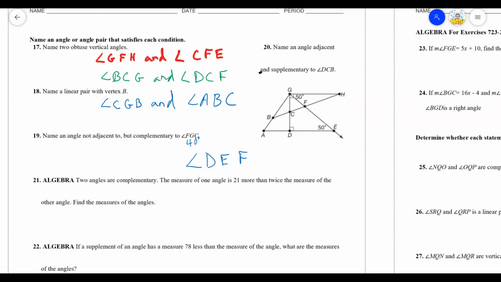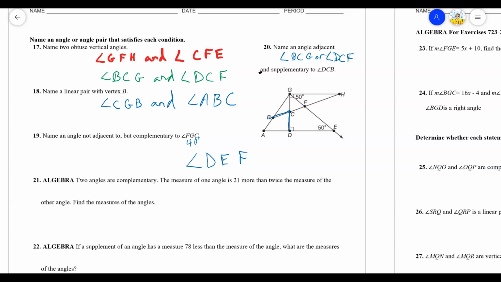So let's see, where's D to C to B is here. So the first one that I labeled would be angle BCG, or we could also say the other angle that I labeled there, angle DCF.